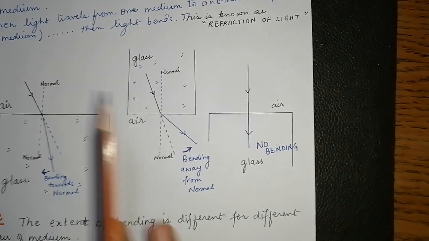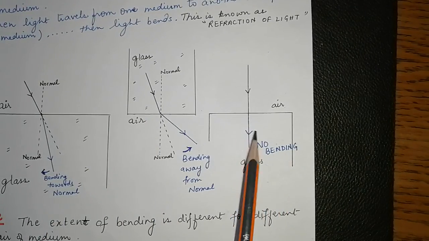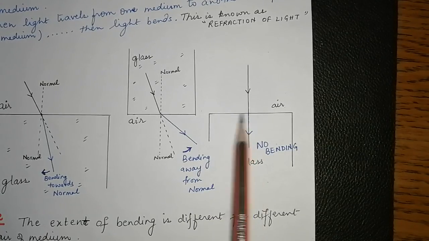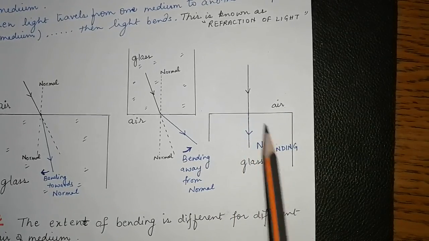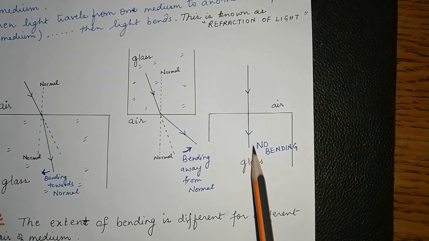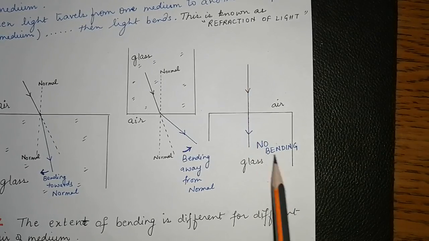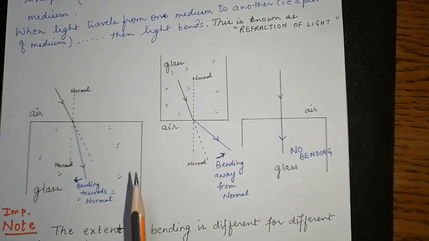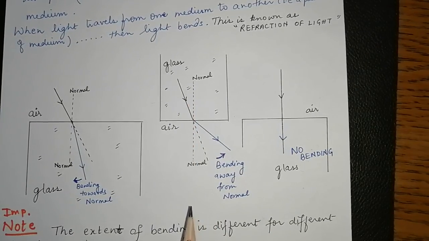The third case: what will happen if we allow light to fall perpendicular on the interface? On the air-glass interface, when the light is allowed to fall along the normal, then no bending will happen. Now, these three cases bring a few questions to my mind.